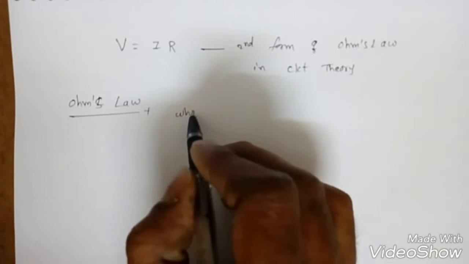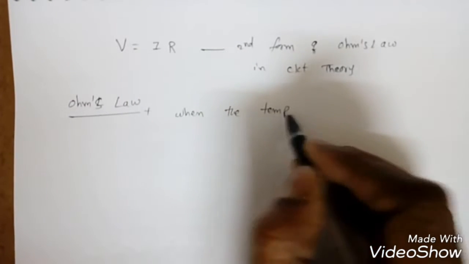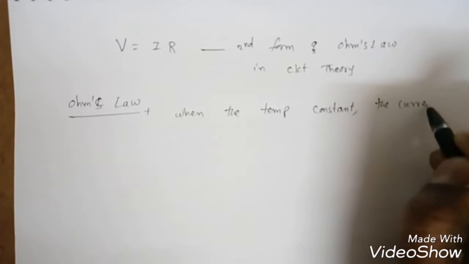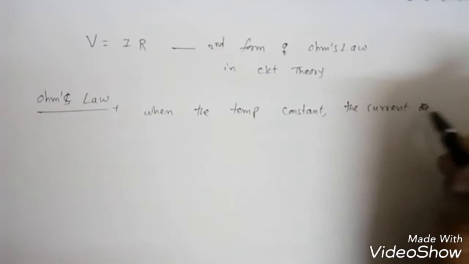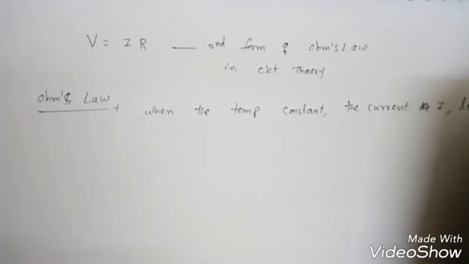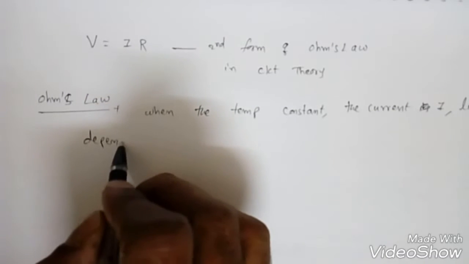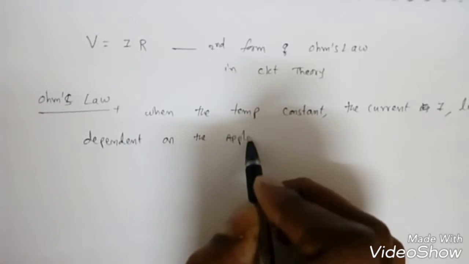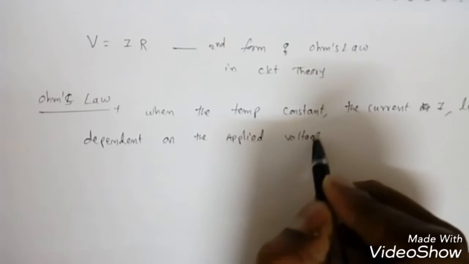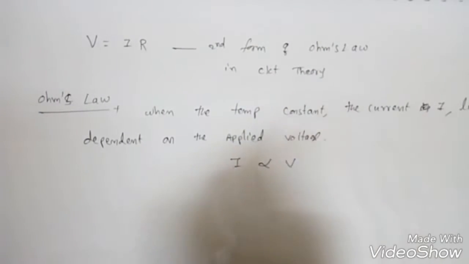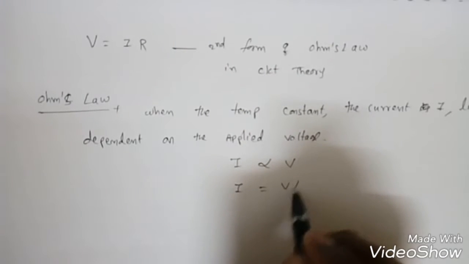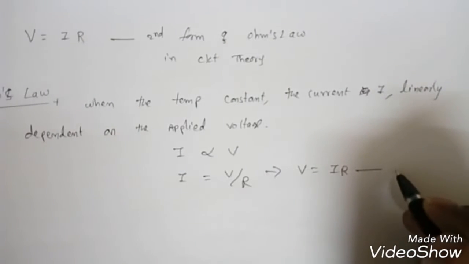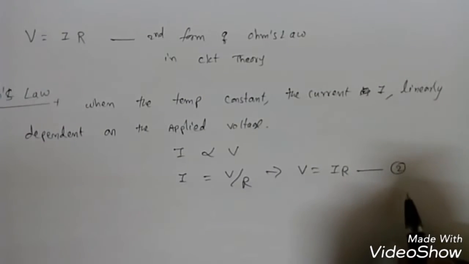When the temperature is constant, the current I is linearly dependent on the applied voltage. That is, I is directly proportional to V. Now I is equal to V by R. It can be rewritten as V is equal to I into R. This is the second form of Ohm's law in circuit theory that we already discussed.